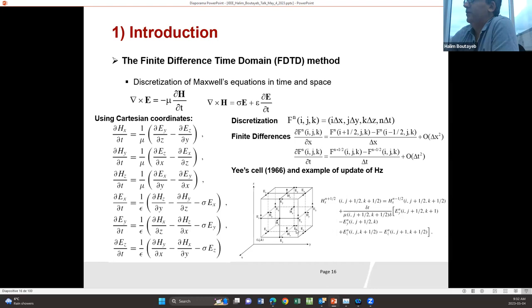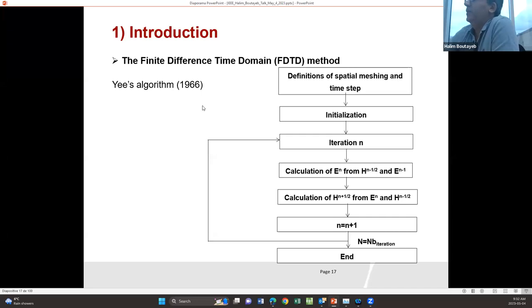It is based on the Yee cell that we can resolve the finite difference of the six equations that we have here. This is an example of an equation that is used to update the magnetic field component. This is the algorithm of Yee that was proposed in 1966. So we have to define the spatial mesh and the time step, initialization, and then we have iteration in time. We can calculate the electric field component from the previous magnetic field component and previous electric field component. The same thing for the magnetic field component. And then we have a time loop here. It is important to note that there is no physical approximation in the resolution of Maxwell equations by using the finite difference time domain method.